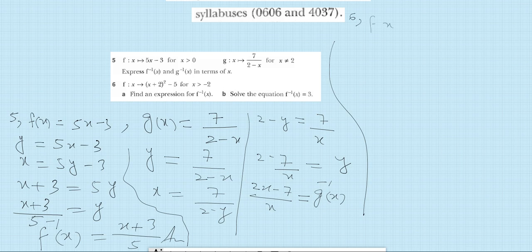I am starting question number 6 over here. f(x) is equal to (x plus 2) square minus 5. Part A is to find f inverse. How? Again, replace f(x) by y: (x plus 2) square minus 5. Interchange x by y and y by x: x is equal to (y plus 2) whole square minus 5.